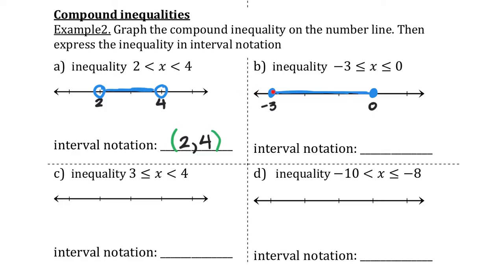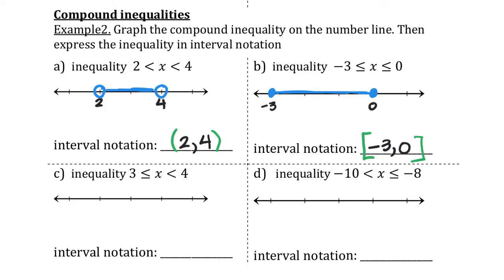So where do we start shading? We start shading at -3. Our solutions start at -3. And then I shaded it all the way until I got to 0. So I shaded from -3 to 0. Now at -3, there is a closed circle, so the -3 is included. To show that, I use a square bracket. Okay, -3, closed circle, shaded all the way to 0. 0 is a closed circle. To show it's a closed circle, I'm going to use the square bracket again.